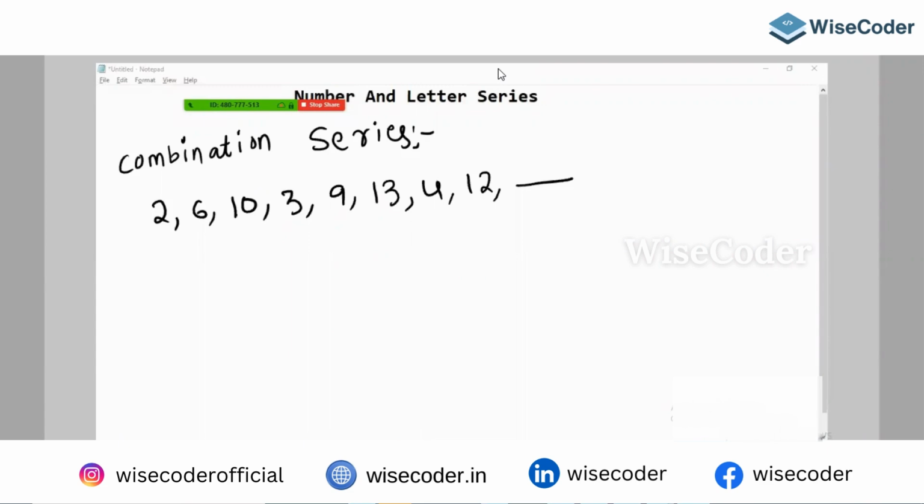The first term is what, guys? 2. 2 is multiplied by 3 to get the second term, and 4 is added to get the third term. So 2 multiplied with 3 gives 6. Then 6 plus 4, you will get what? 10. The next term is 3.